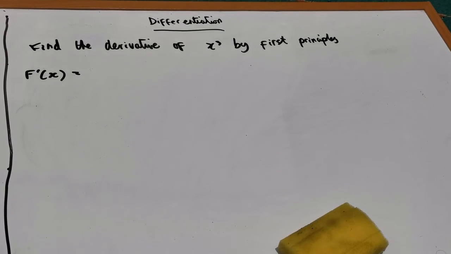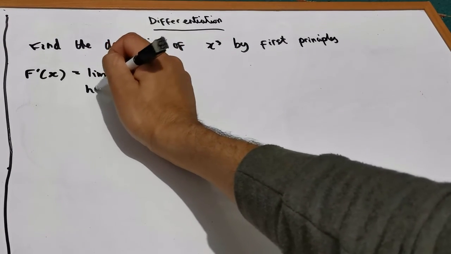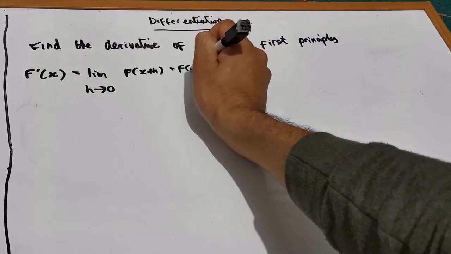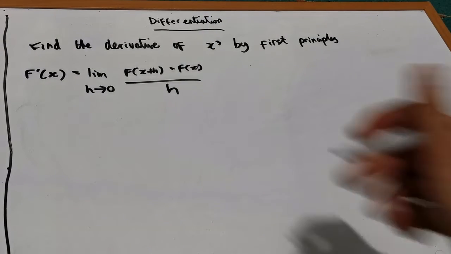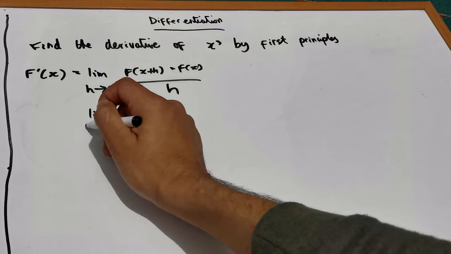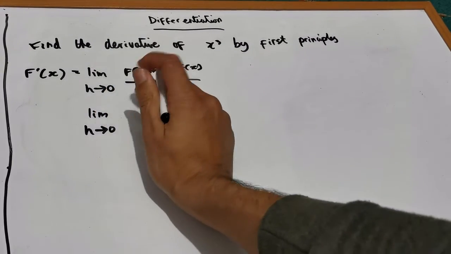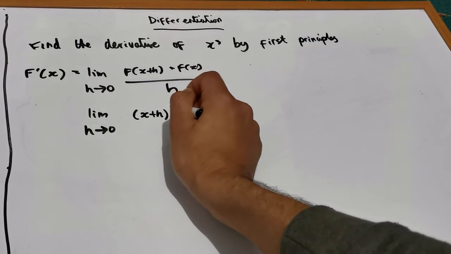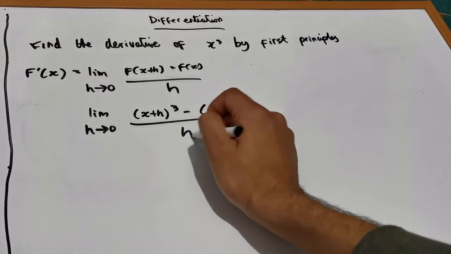Let's do this example. Find the derivative of x cubed by first principles. We know that f prime of x is the limit as h approaches 0 of f of x plus h, take away f of x all over h. So all we do is substitute in our f of x, so x plus h into x cubed, that's x plus h cubed, take away f of x, which is just x cubed, all over h.